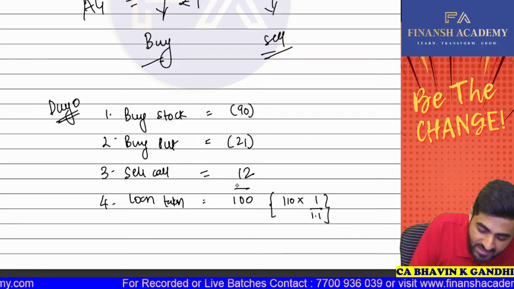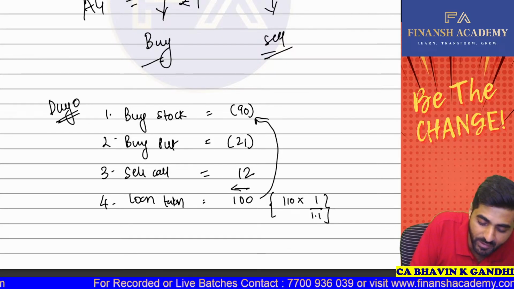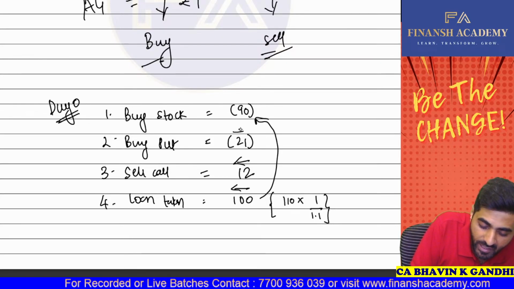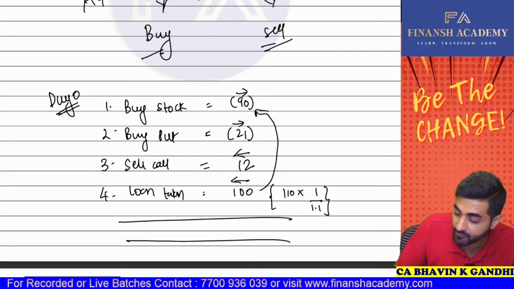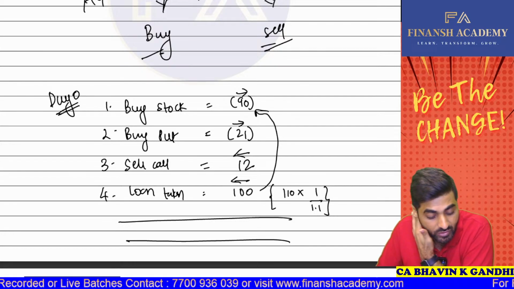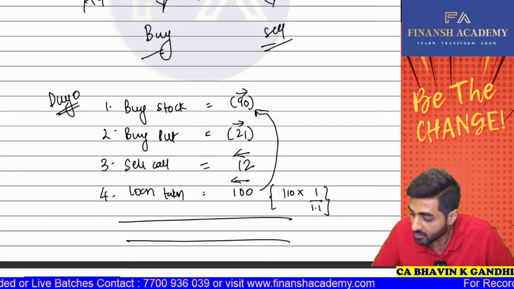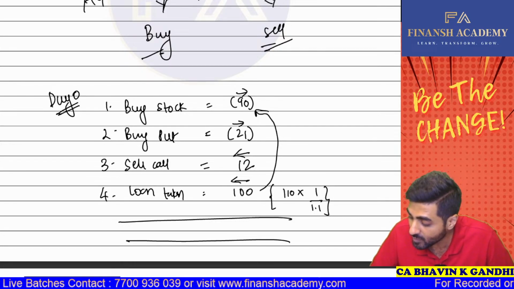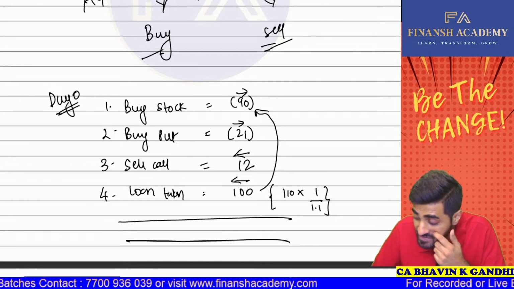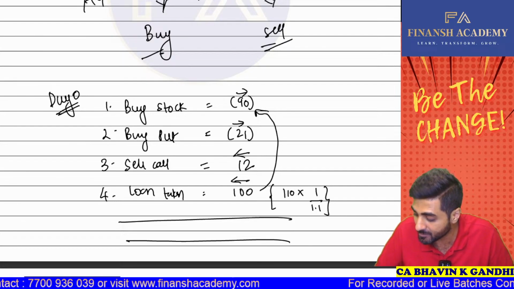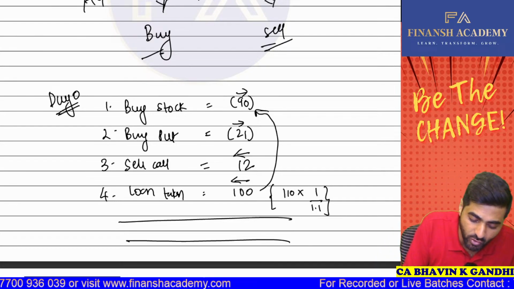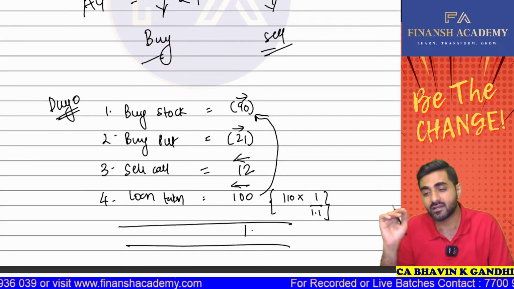So can I say this is an inflow? This is actually required to buy the particular stock. This is also an inflow. And these are the two outflows. So ultimately, what is going to be my day zero inflow and outflow? Let us check that out. That is going to be 90 negative, 21 negative, plus this is going to be 12, plus this is going to be 100. So ultimately there is 1. So 1 rupee you are going to receive today itself.